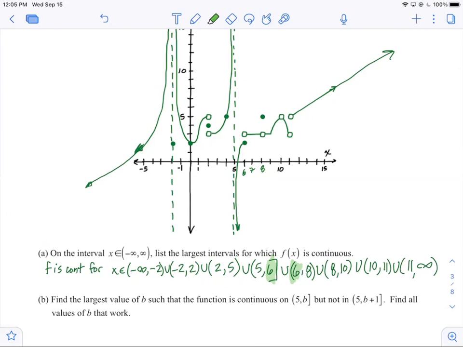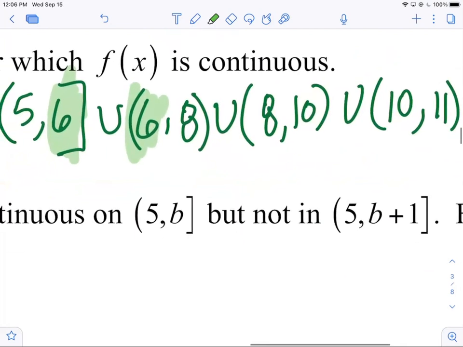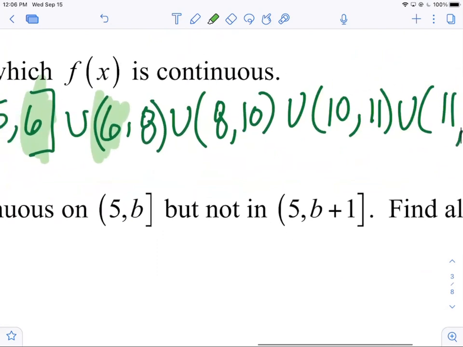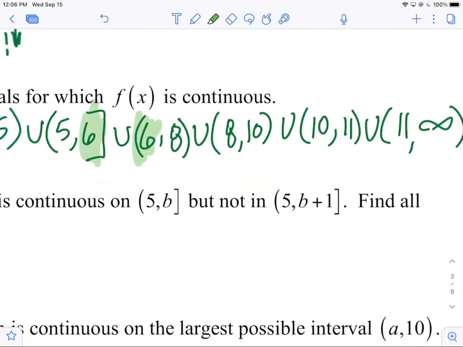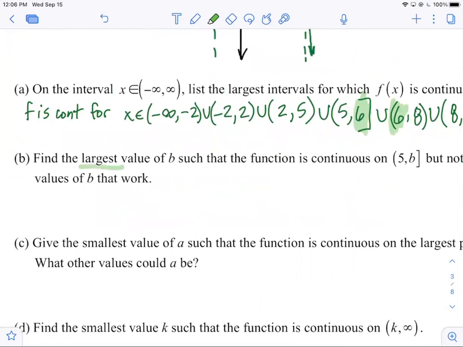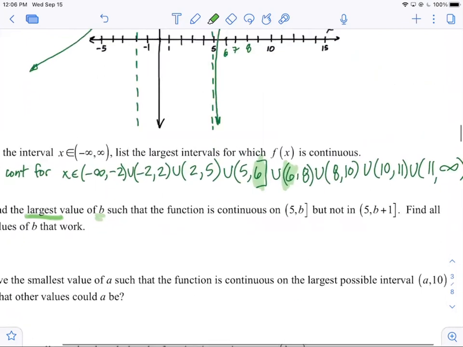And these are the types of questions that can show up really easily as a multiple choice question. In fact, if you work the exam for 1.5, I think the very first question was something like this. All right, so find the largest value of b, assuming b is just a real number, where this function here is continuous on the half open interval from 5 up to that b value inclusive, but not from 5 to b plus 1 inclusive. So that's one. And it says to find the largest value of b. There might be more than one that work, but I want to find the biggest one.